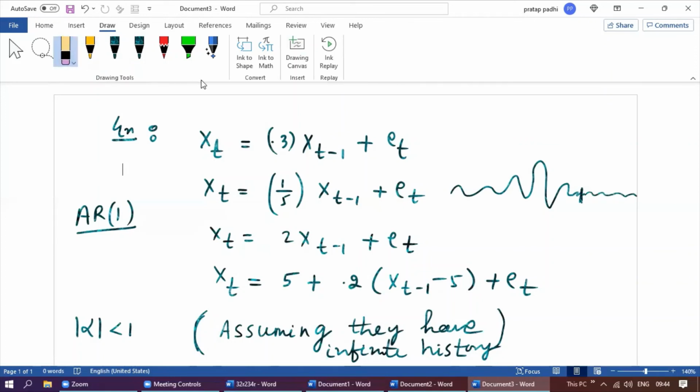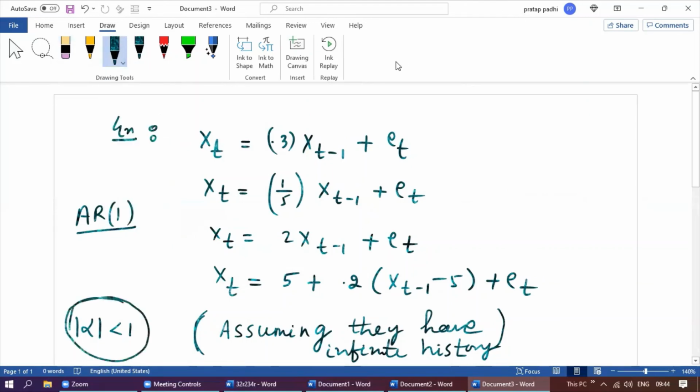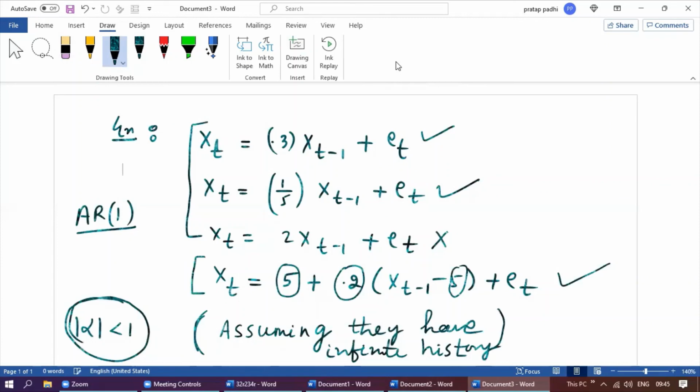So we will not worry about the past and we will check only if mod alpha is less than 1 or not. Because mod alpha is less than 1, this is stationary, this is stationary, this is not stationary, this is also stationary because this is mu. Alpha is here. In two ways we write. So this is another way of writing AR1.